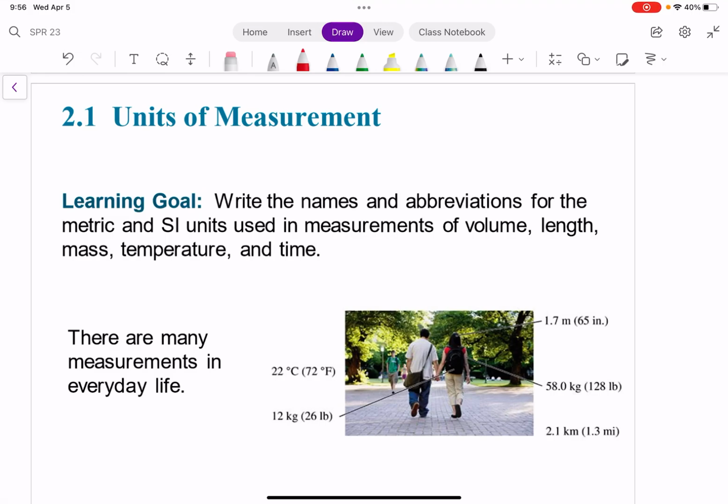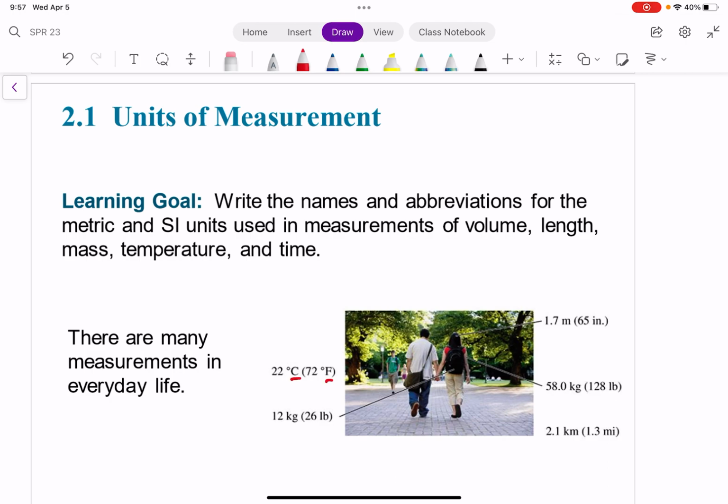Today's video is going to be the first in our chapter 2 lecture series, which is all about chemistry and measurements. And this video is all about section 2.1, which is about the units of measurement. So what units do we use when we take measurements? The goal for today is to be able to write the names and abbreviations for the metric and SI units used in measurements of volume, length, mass, temperature, and time.